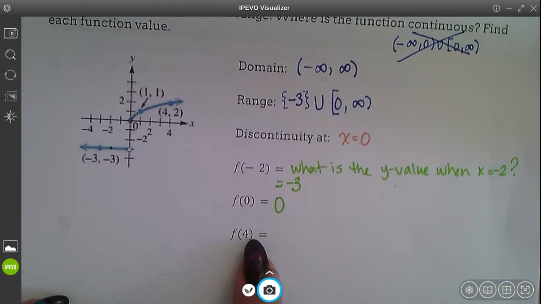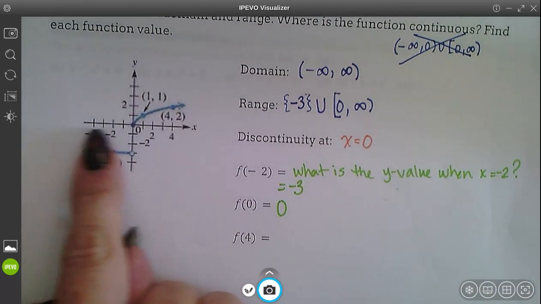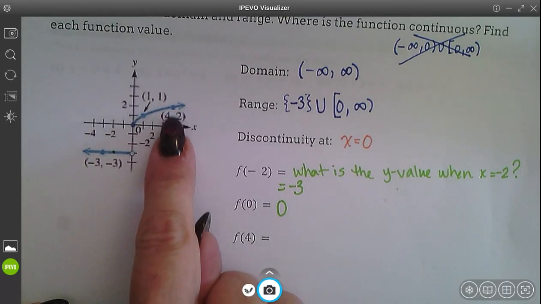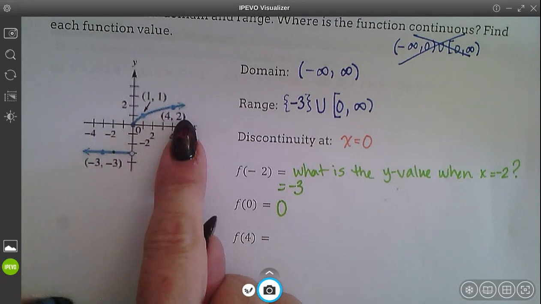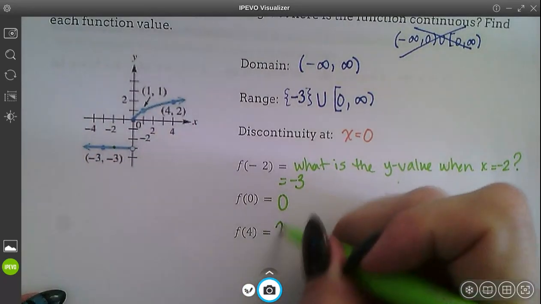And then f of 4, what's the y value when x is 4? So trace along to x is 4. What's the y value? That ordered pair is labeled for us. The x value is 4, the y value is 2. So f of 4 would equal 2.